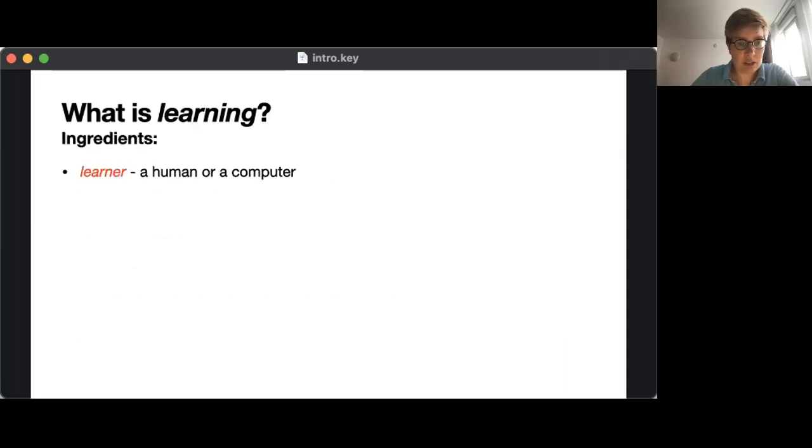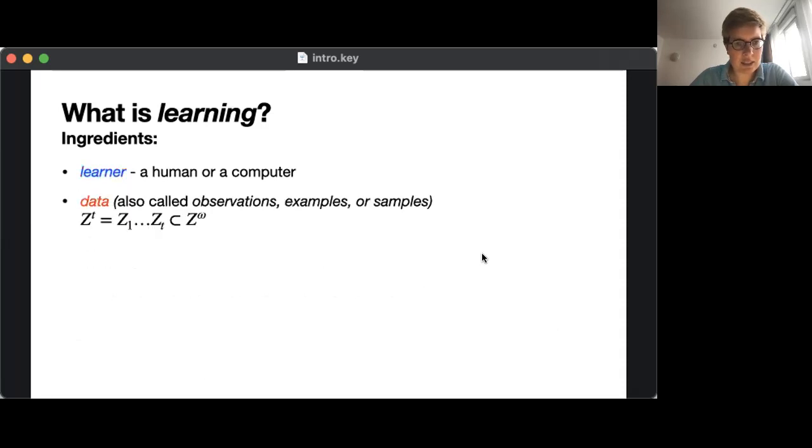But first, what is learning and what are the ingredients that we need for learning? We first have a learner, which can be a human or a computer. And the learner interacts with the world she wants to learn about via data, also called observations, examples, or just samples. And we can view data as finite initial segments Z^T, which is Z_1 up to Z_T, of some infinite data stream, which we denote with Z^omega. And the learner's task is inductive inference. Inference that progresses from given examples to hitherto unknown examples and to general observational statements.